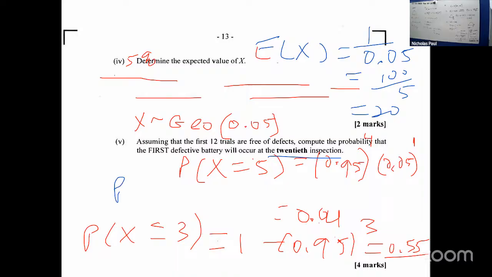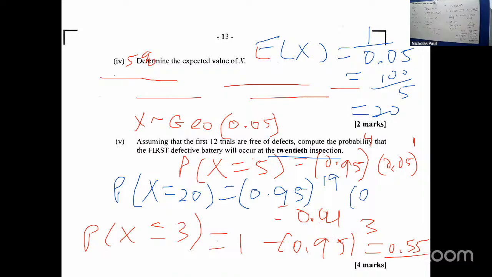So the probability of X is equal to 20. That will be 0.95 to the power of 19 by 0.05 to the power of 1. How much y'all got there?